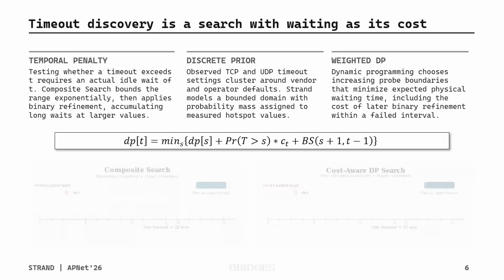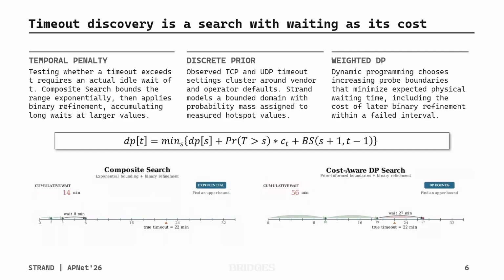The dynamic programming algorithm chooses a monotonic sequence of probe boundaries. Its transition cost is the prior cost, the next probe weighted by the probability of reaching it, and the expected binary refinement cost if the true value lies inside the interval. Backtracking gives the schedule. This objective minimizes overall elapsed calibration time, rather than only minimizing the number of probes sent.